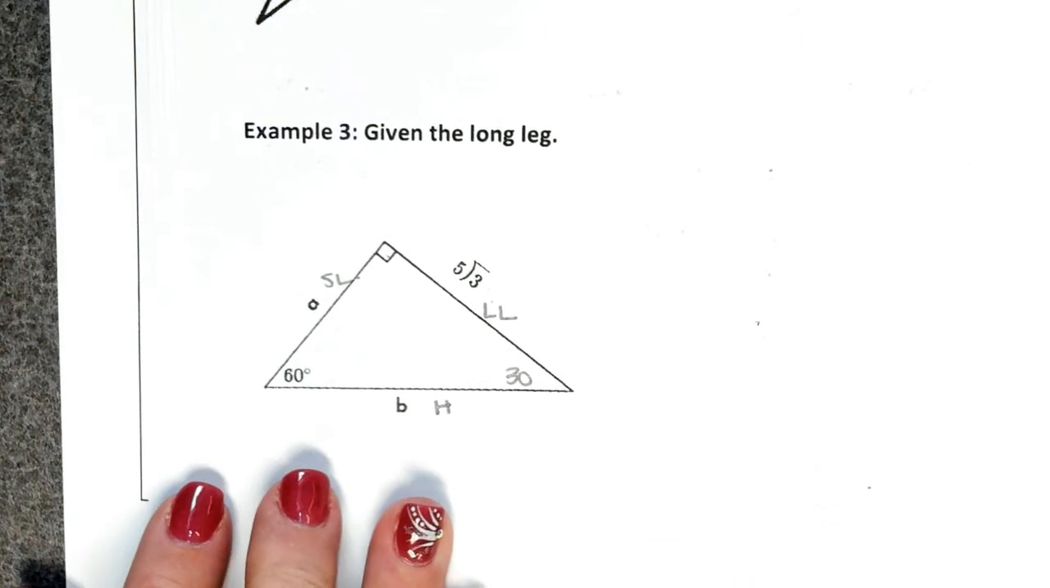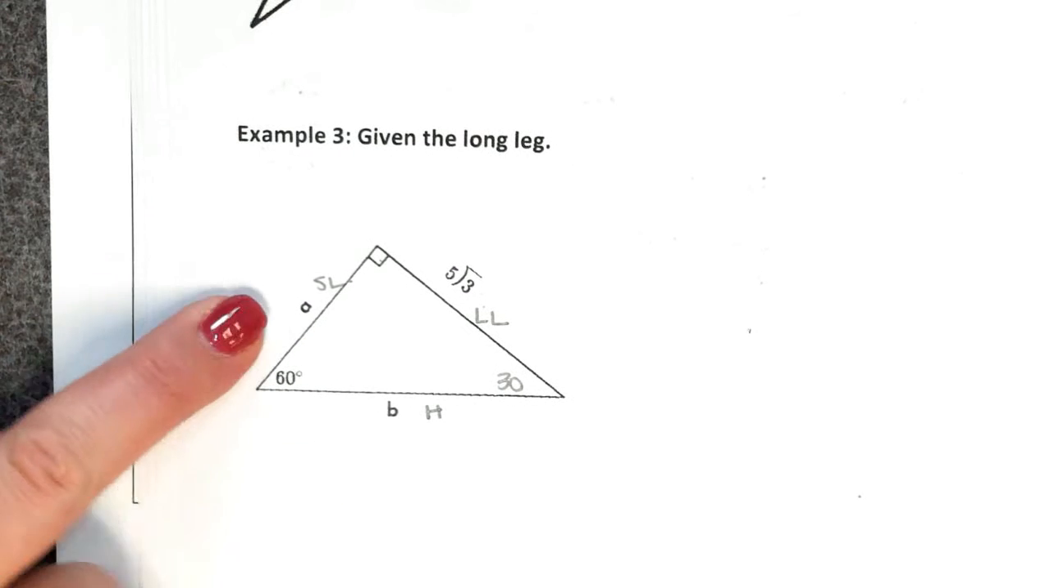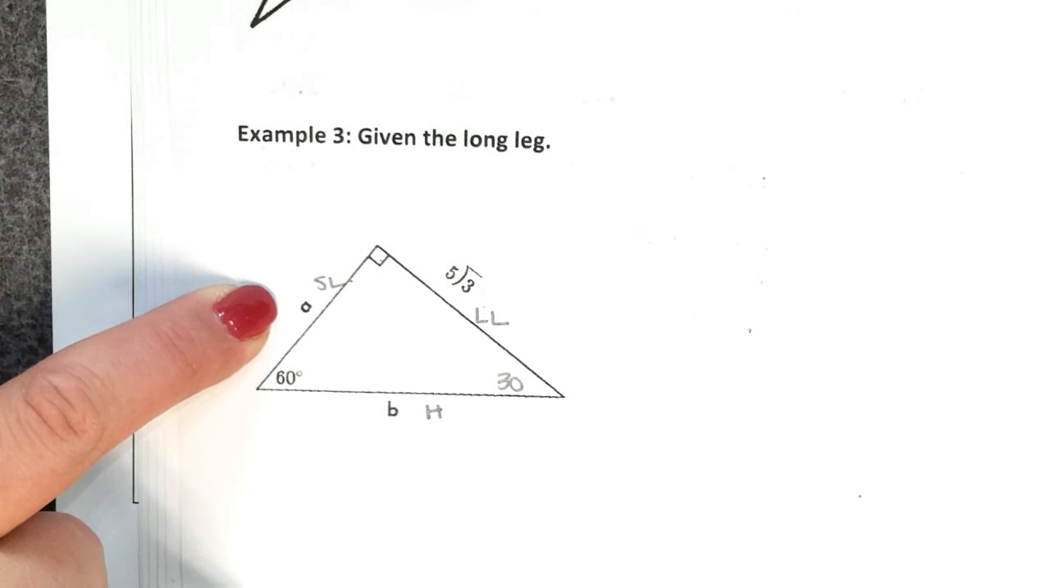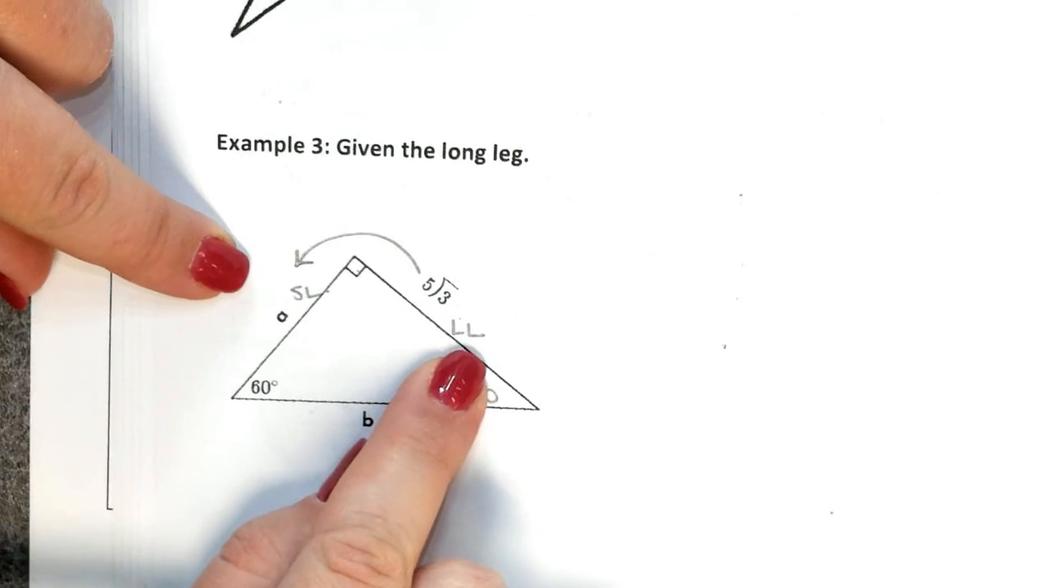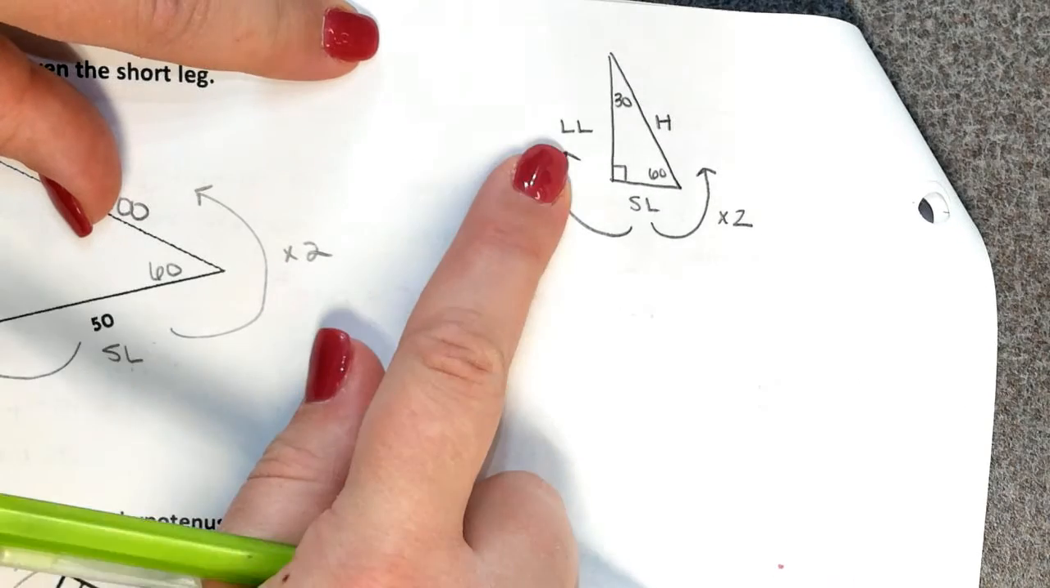Okay. What side do we always start with? Are we given the short leg? So we have to get there. So we have to go from the long leg to the short leg. How do you go from the long leg to the short leg? Long leg to short leg, we're going to divide by the square root of 3.